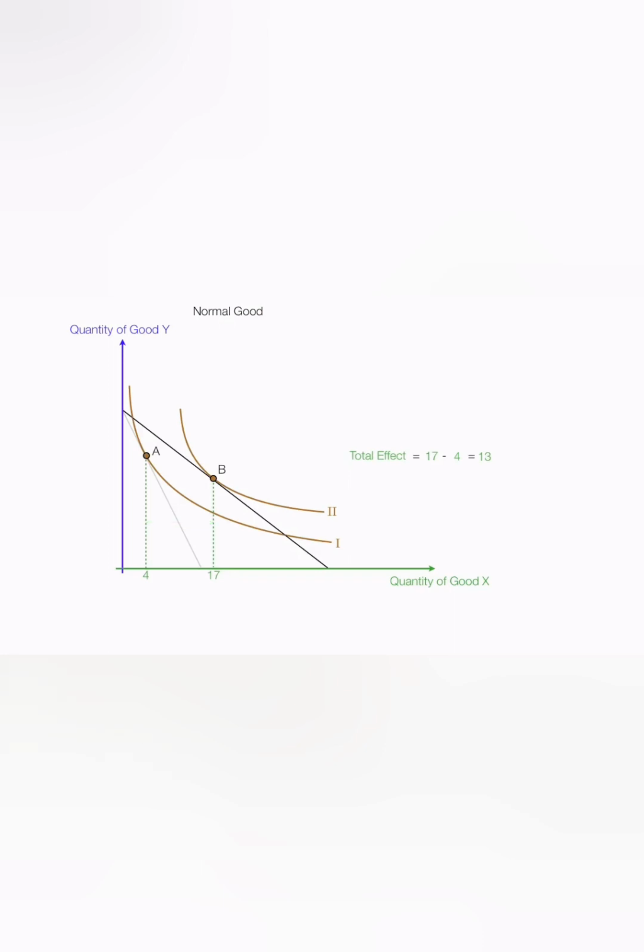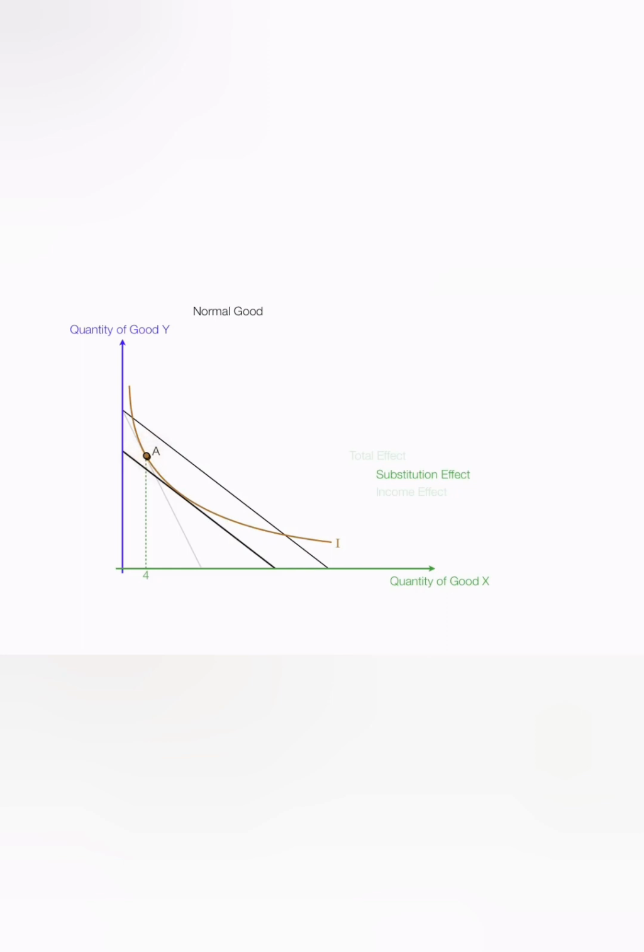Now I'm going to break the total effect into 2 parts, the substitution effect and the income effect. And to do this, I'm going to take the new budget line after the price decrease and bring it back parallel until it's just tangent to the first indifference curve. And this line I pull back is parallel to the new budget line.